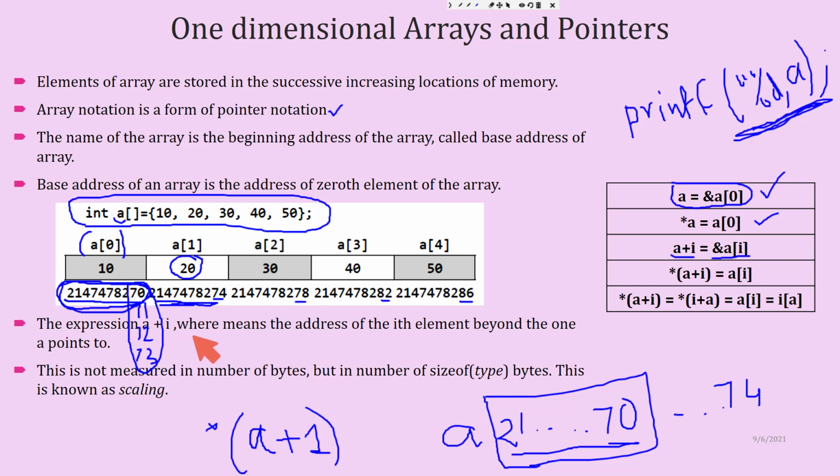The expression a of i means the address of the ith element beyond the one a points to. So when we create an array, internally one pointer is also assigned, whose name will be the same as the array name, and its content will be the same as the address of the first cell. So here it will be some 70.